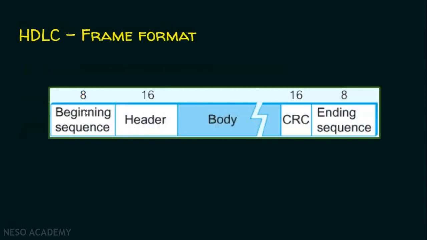We have a beginning sequence which is of 8 bits. We have a header which is of 16 bits. We have the variable length body, followed by the CRC, the cyclic redundancy check of 16 bits, and finally the ending sequence of 8 bits. And this beginning sequence and ending sequence are of 8 bits and they are one and the same.